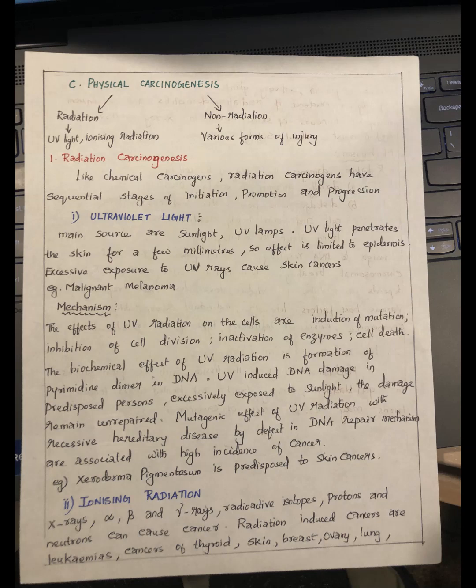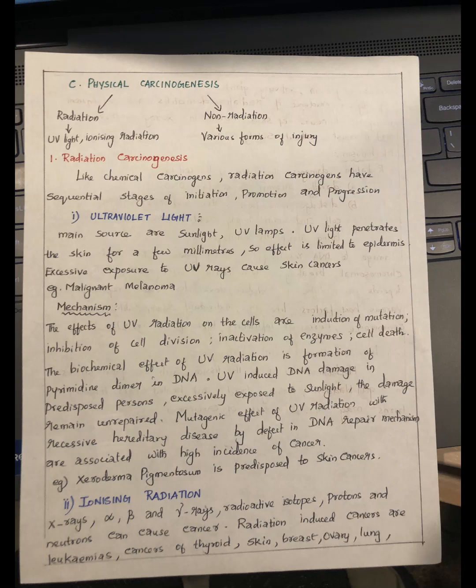Let's see how ultraviolet light acts as a carcinogen. If UV light penetrates the skin for a few millimeters from its sources, like sunlight, UV lamps, the damage is limited only up to the epidermis, that is the outer layer of skin. Excessive exposure to UV rays causes cancers, like malignant melanoma.